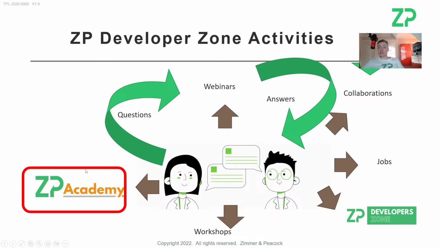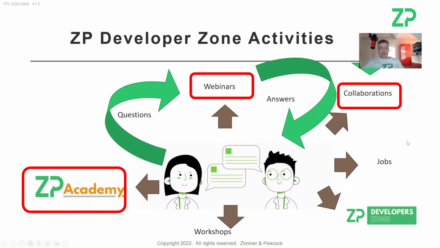Don't forget we have our ZP Academy. This is where you can find free academic and training information. This is the webinar, we do it every Thursday at 8 a.m. London time. Collaborations, these are definitely happening. There's a lot of UK focus at the moment in terms of academic collaborations, and we do offer jobs. For example, we are actually recruiting at USN at the moment.